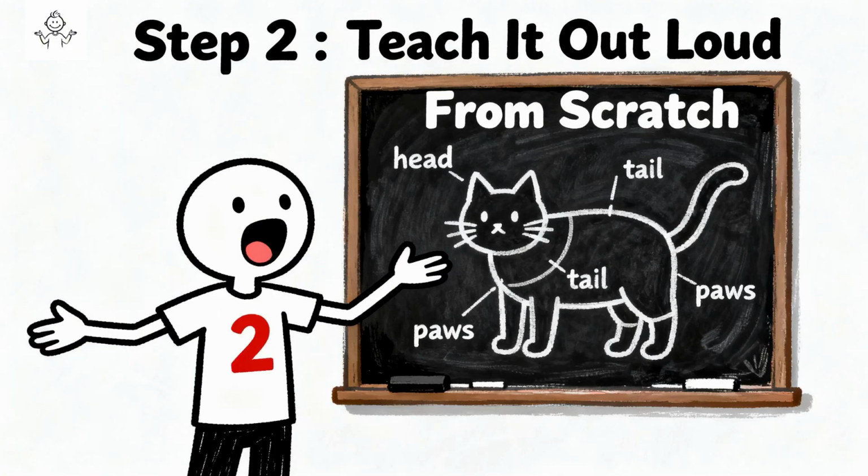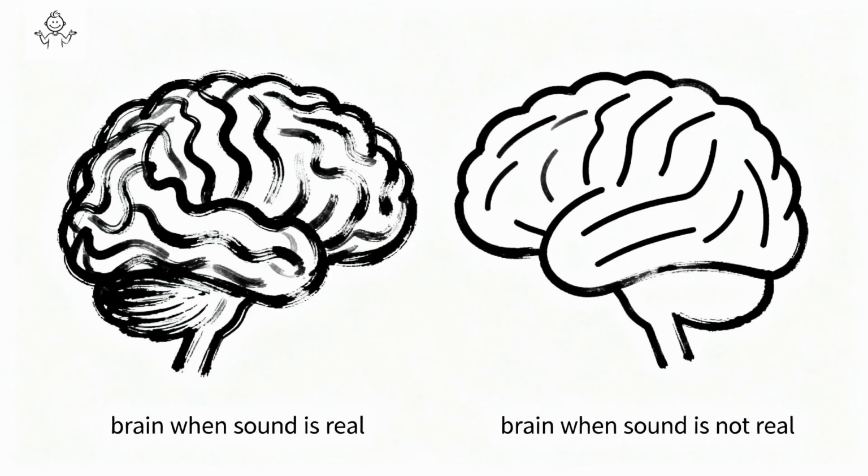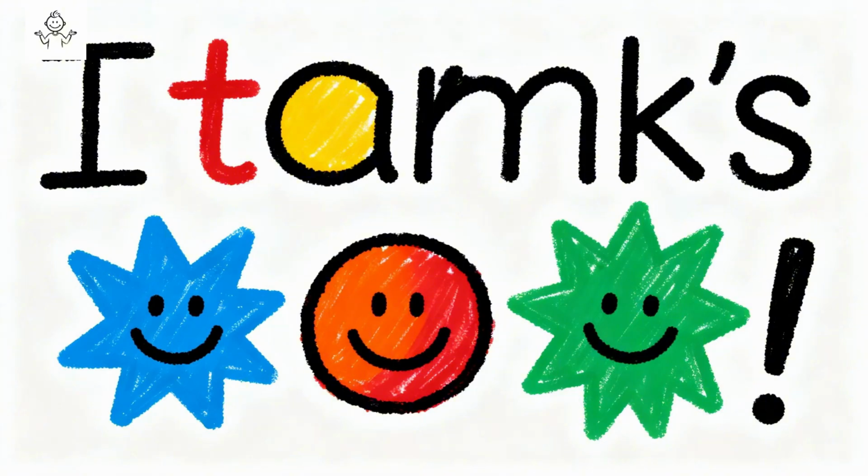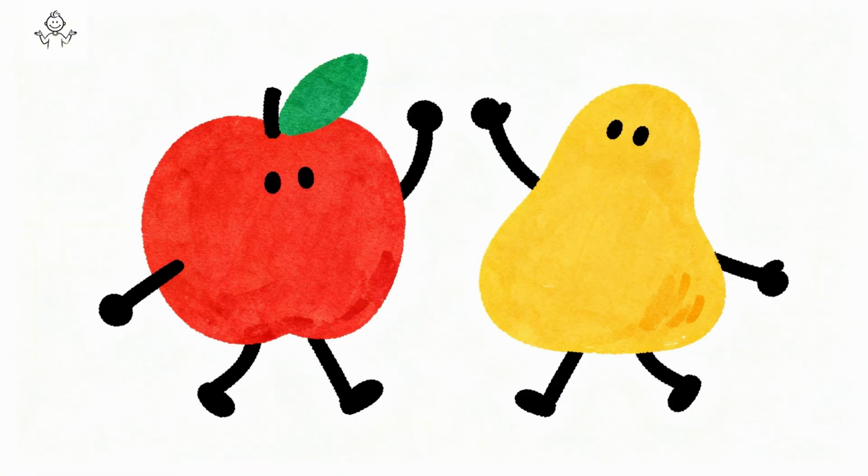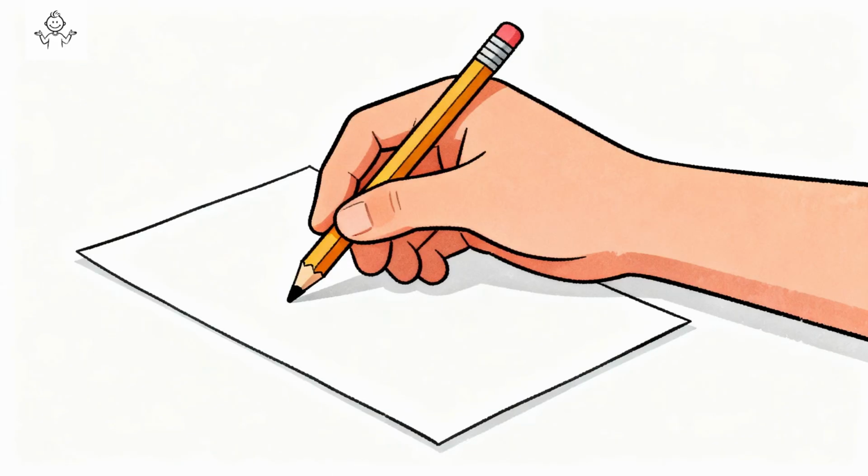Step 2. Teach it out loud. From scratch. Yes, out loud. Your brain behaves differently when sound is real. Use short sentences, everyday words, no cheating. If you must use a term of art, define it with an image and a verb.